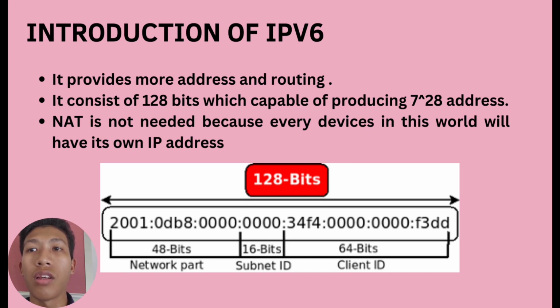After that, NAT is not needed, because every device in this world will have its own IP address. So based on the diagram, is the example of the IPv6 address, which is longer than the IPv4 address and contains 128 bits, which is more than enough to assign it to every single device in our world.